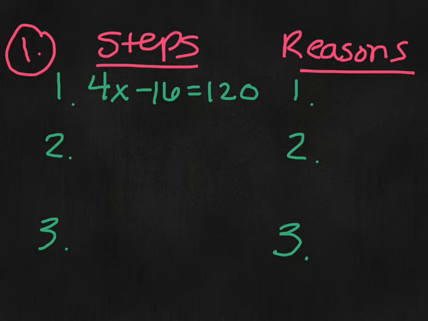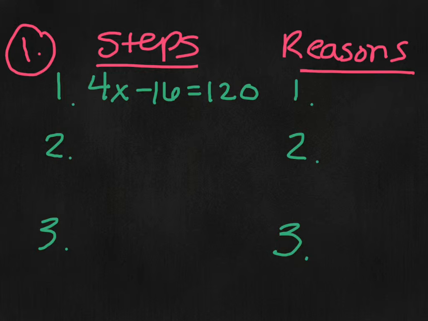For number 1 in your notes, you were given that 4x minus 16 equals 120. And we have to solve this proof. It's in 2 columns. The one column is steps, and the other one is reasons. If you look back at your notes, on that first page of 1.6, I had listed the big box with all the different properties. Those are what you're going to use as your reasons.